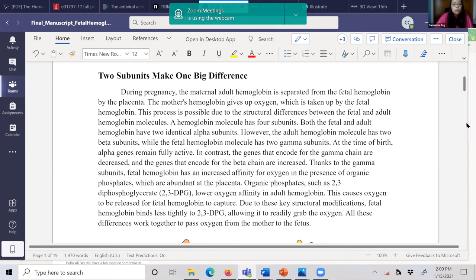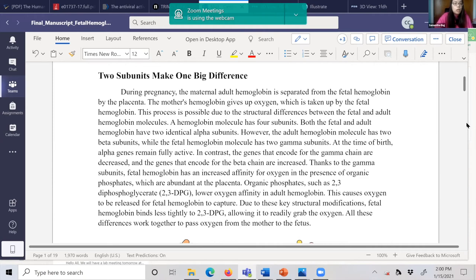A hemoglobin molecule has four subunits. Both the fetal and adult hemoglobin have two identical alpha subunits. However, the adult hemoglobin molecule has two beta subunits, while the fetal hemoglobin molecule has two gamma subunits. At the time of birth, alpha genes remain fully active. In contrast, the genes that encode for the gamma chain are decreased, and the genes that encode for the beta chain are increased.